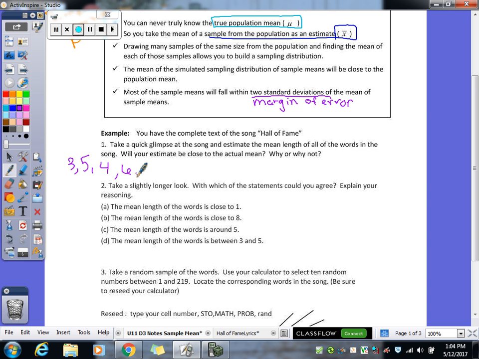So will your estimate be close to the actual mean? Why or why not? I'm going to say 4. I already got 4 as a guess, so you fall within there. So I said we're going to possibly be close. Do I have to put all those numbers or just the one? Just the one that you picked. I was just writing what everybody picked. And that would be because I'm looking at all the words at once.